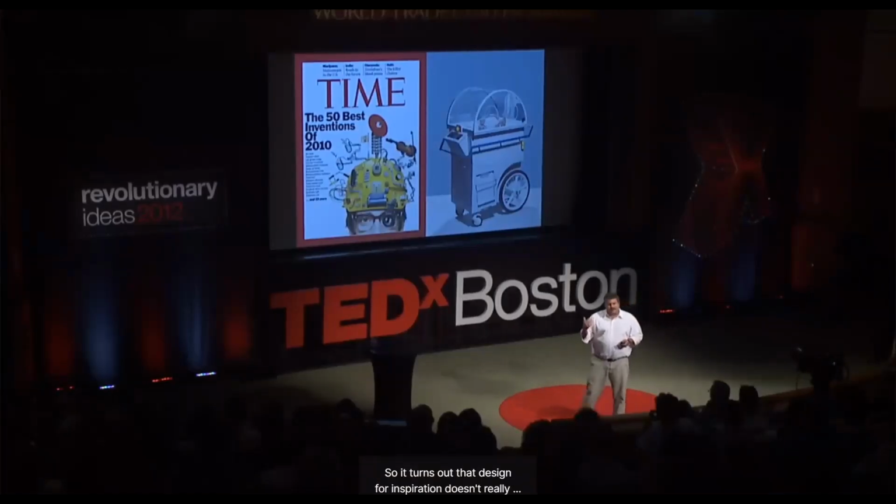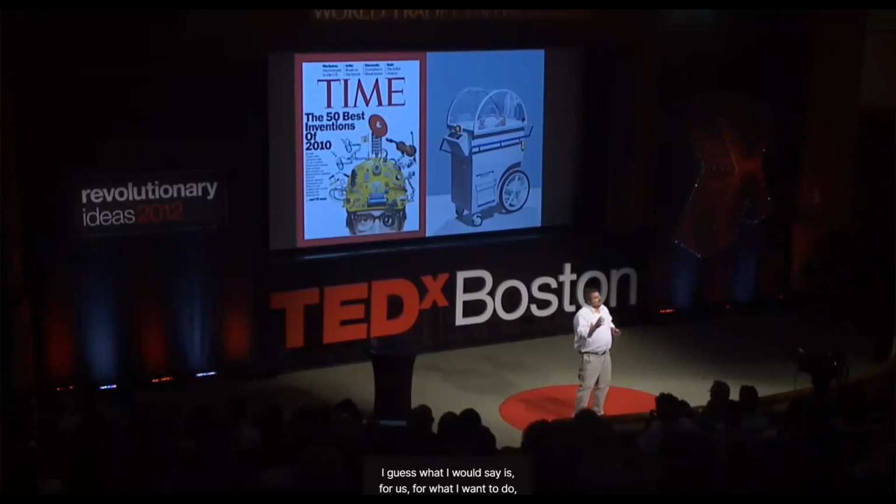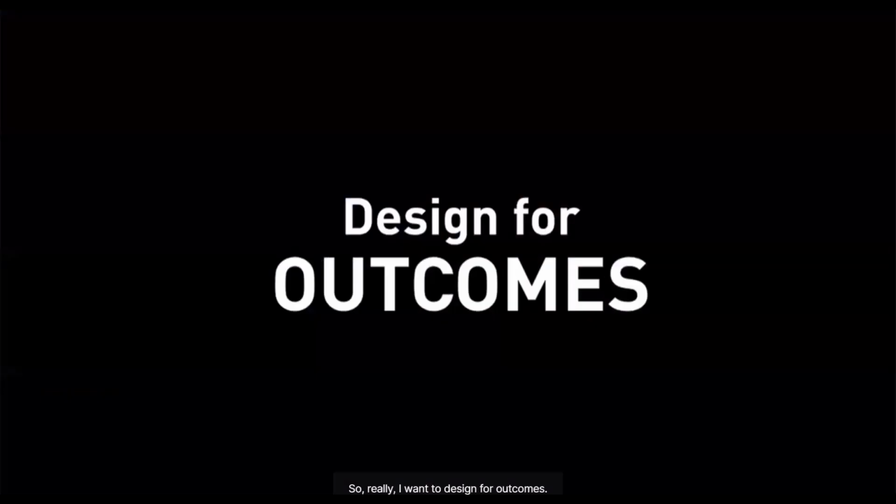So it turns out that design for inspiration doesn't really work for what I want to do. It's either too slow or it just doesn't work. It's ineffective. So really, I want to design for outcomes. I don't want to make beautiful stuff. I want to make the world a better place.